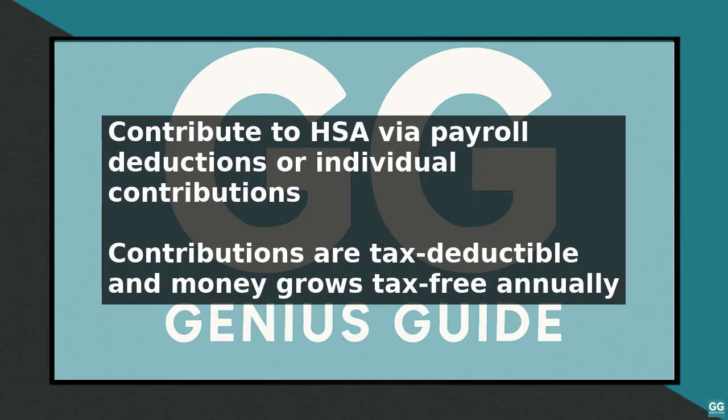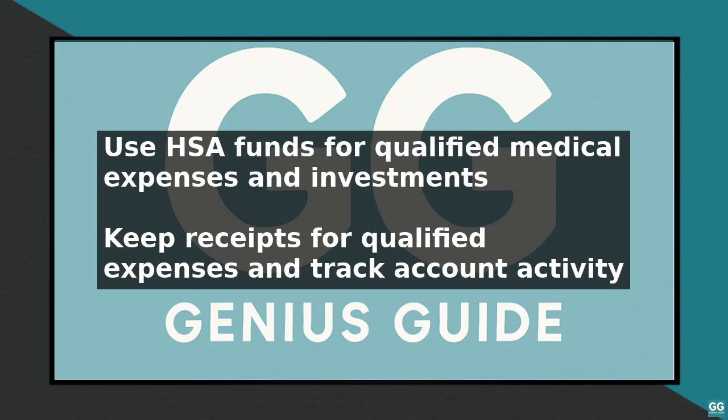You can also use your Fidelity HSA to invest in a range of assets, allowing your money to grow over time. Best practices for using a Fidelity HSA include contributing as much as possible, investing your contributions, and keeping track of your expenses. You should also educate yourself on what expenses are eligible for reimbursement and keep accurate records.